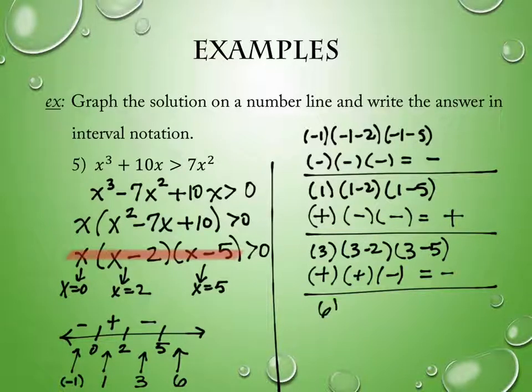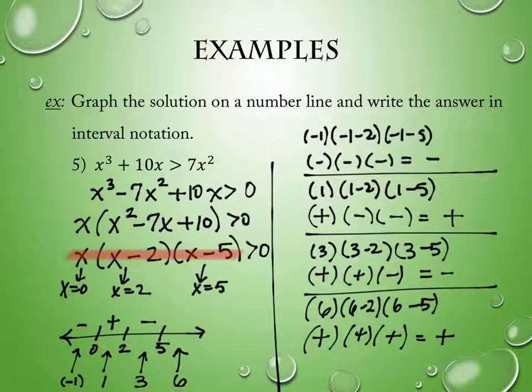The last one is 6. Okay, so 6 is positive. 6 minus 2 is positive, and 6 minus 5 is positive. So there's 3 positives on this one, which gives me a positive. Do I want the positives or do I want the negatives? I want the positives. This is greater than 0. So on my number line, the positives are here and here. Am I using parentheses or brackets? Parentheses to open and close each set.